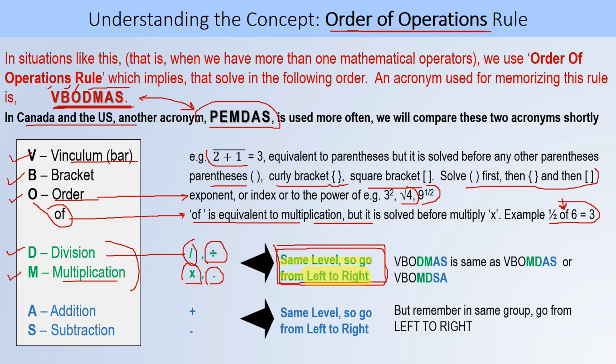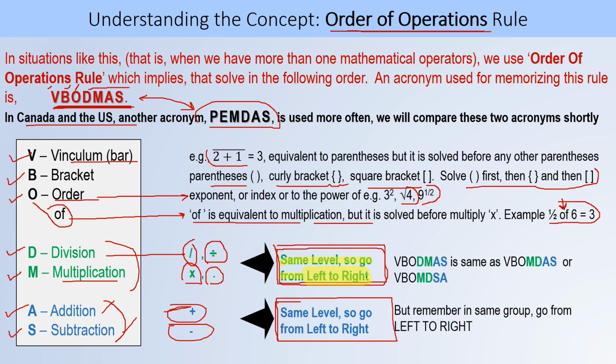Then comes the next section or level, which is A for addition, S for subtraction. They are represented by symbols like this. Again, both A and S are at the same level. That means that if we encounter addition or subtraction, we do not have to worry whether we do A first or we do S first. We have to go by the level.